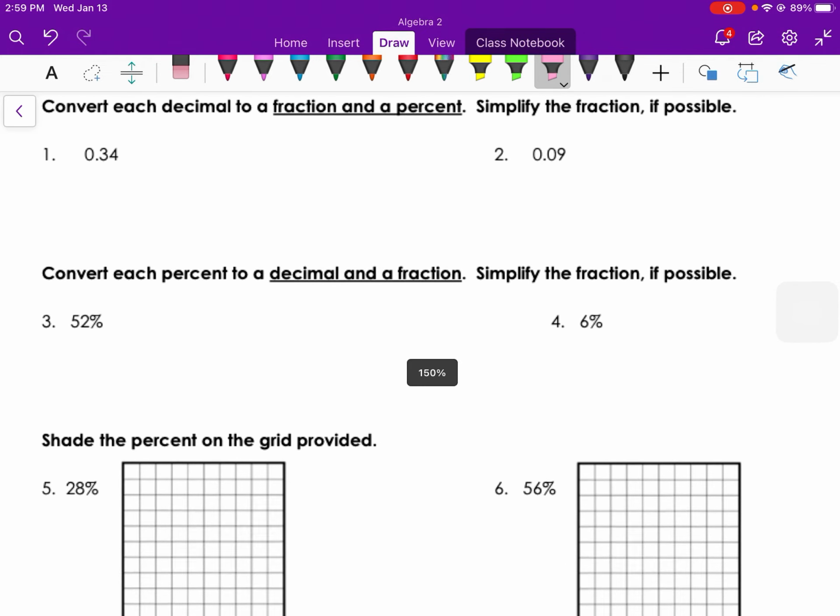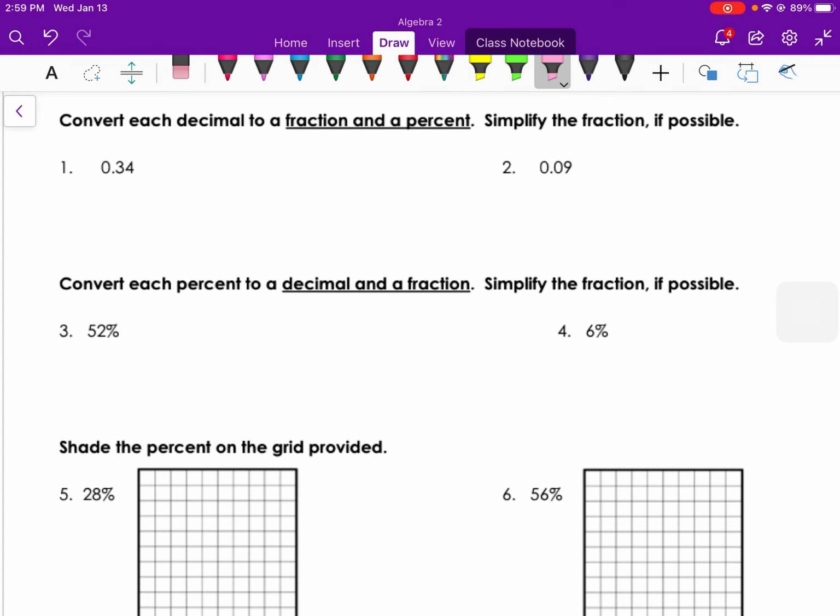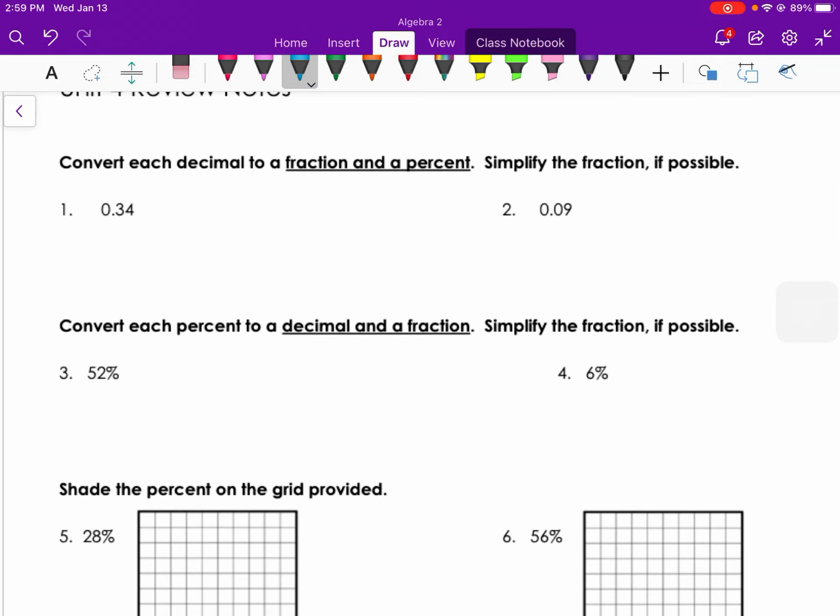Convert each decimal to a fraction and a percent and simplify the fraction if possible. So let's first convert the decimal to a percent. If we're going from a decimal to a percent, we move the decimal 2 places to the right. So if it's 0.34, 2 places to the right would put it behind the 4, so it would be 34%. And then remember that the percent sign means out of 100. So 34% is 34 out of 100 as a fraction.